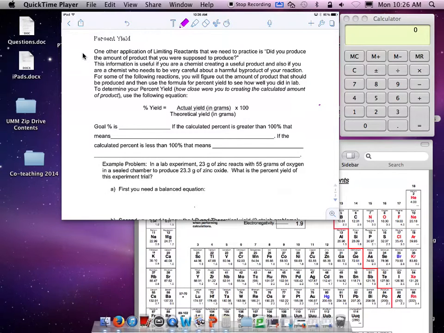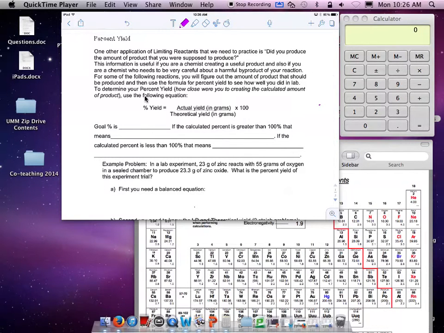supposed to produce? The reason that's useful is that if you are trying to create a useful product, you want to figure out if you are creating as much as you're supposed to, like if that's part of your job, or if you are trying not to produce something, if maybe there's a harmful byproduct in your reaction, something that happens even though we don't want it to, it's just part of the reaction, we can be careful about how much we're producing. So that kind of idea is related to percent yield.